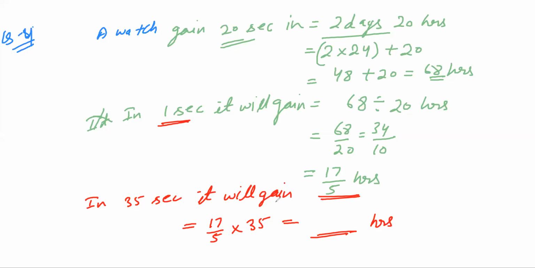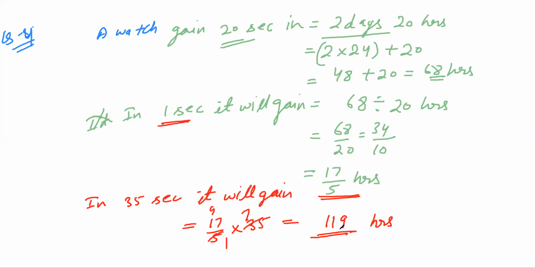Can you change 64 hours into days and hours? 5 ones are 5, 5 sevens are... So 17 into 7. Beta, 119 hours. This is the answer.